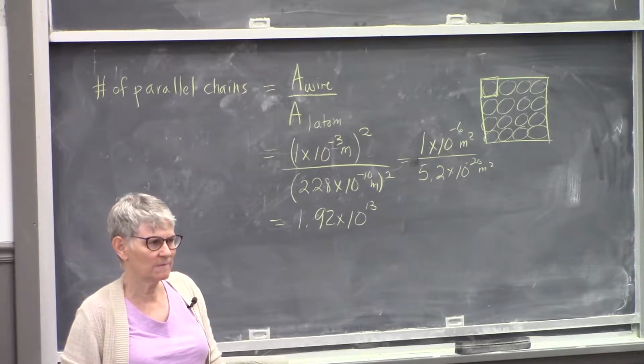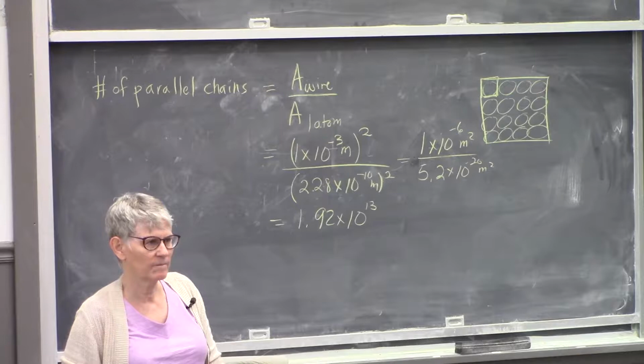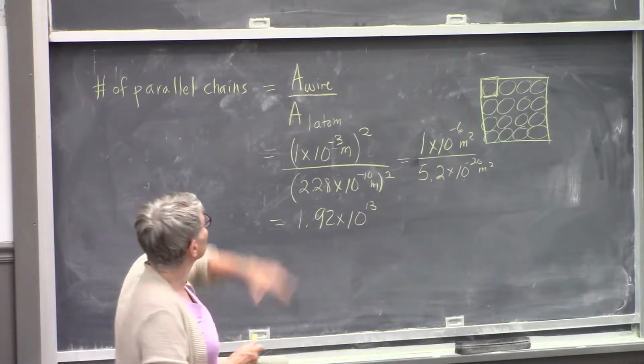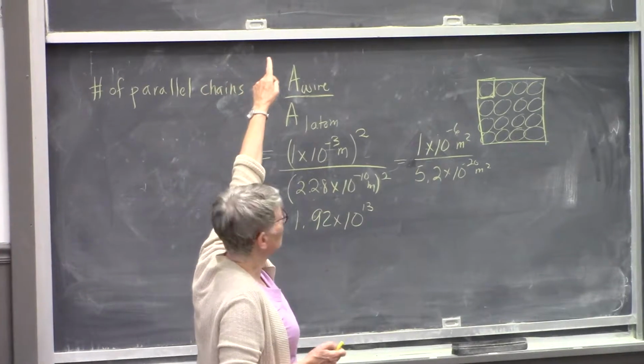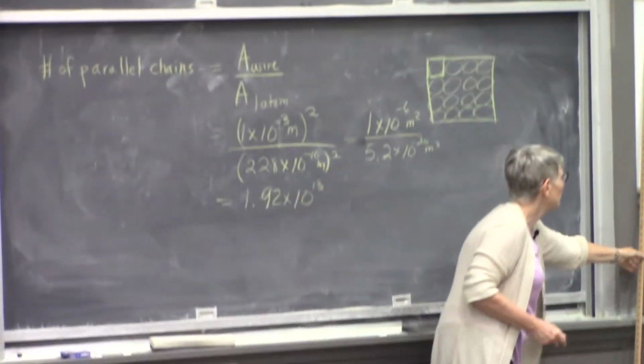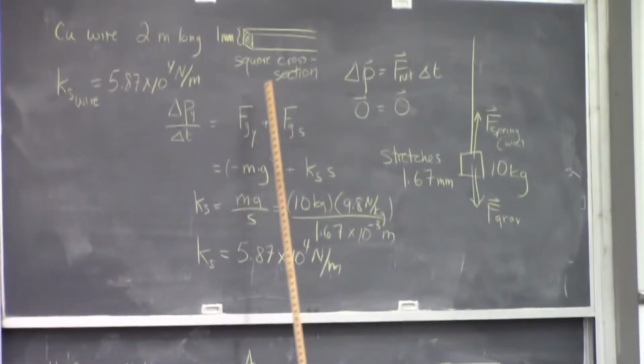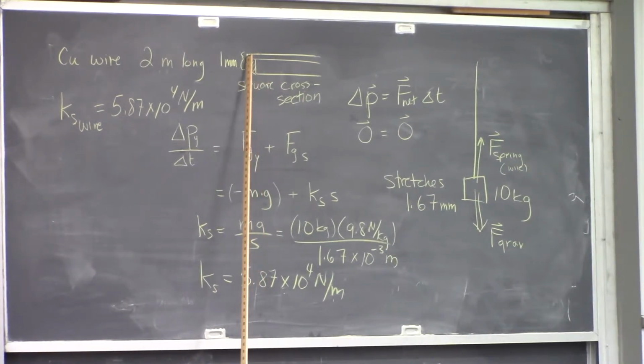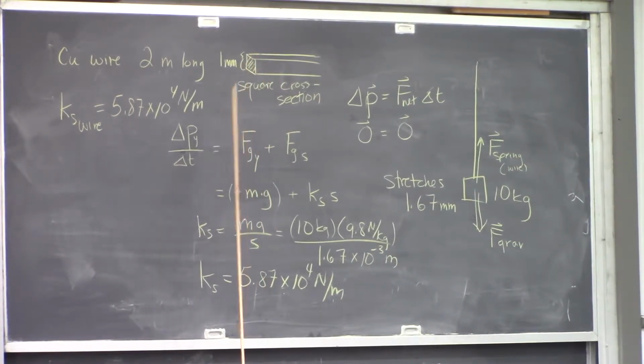Okay, questions about that? Yes? Where did you get the 1 times 10 to the negative third number? That was the length of one side of our wire here. So our wire had a square cross section. It was a millimeter this way and a millimeter that way. And so to get that cross sectional area, we just multiply a millimeter by a millimeter. Okay, other questions?